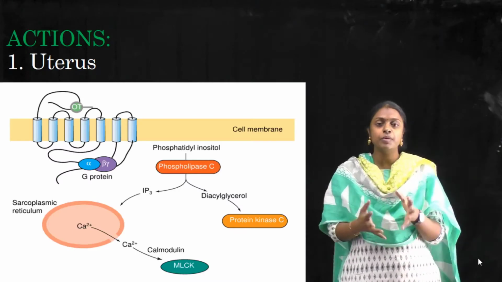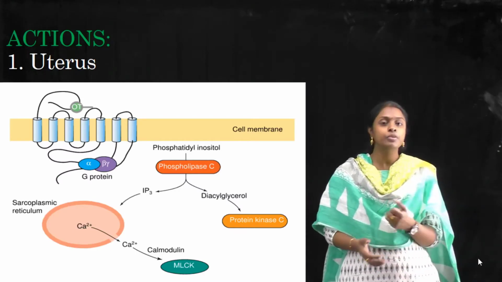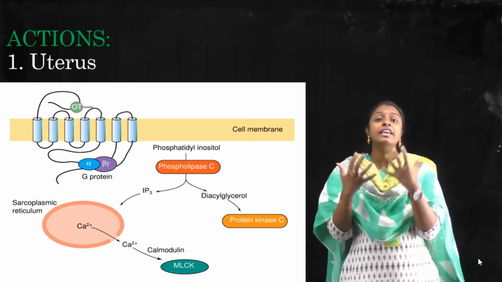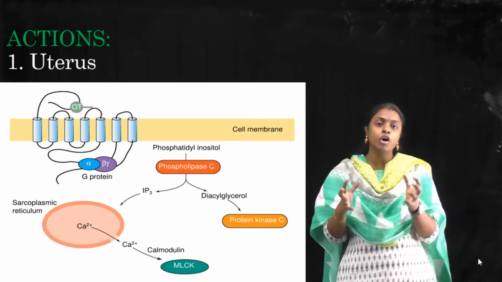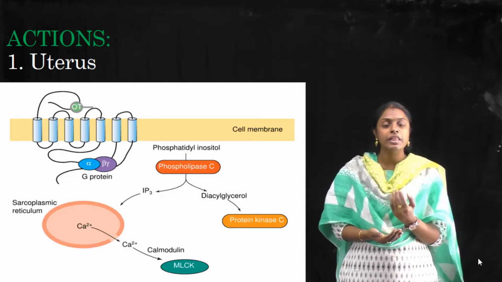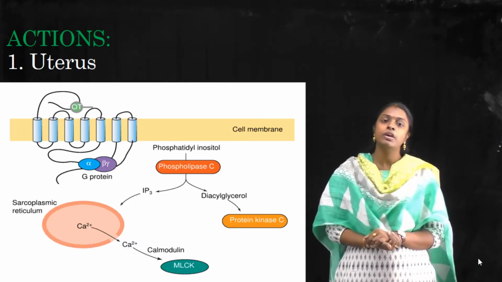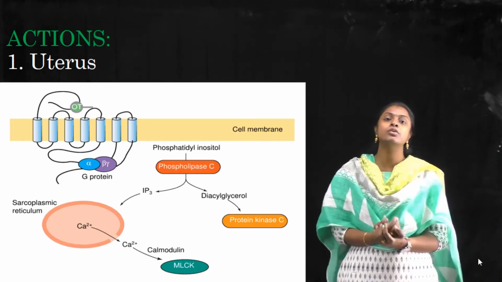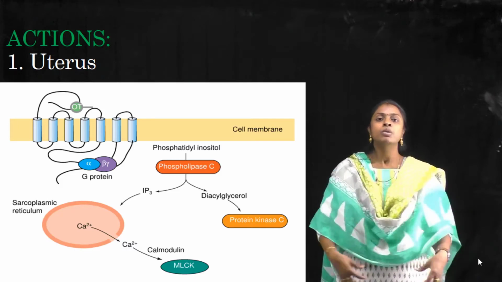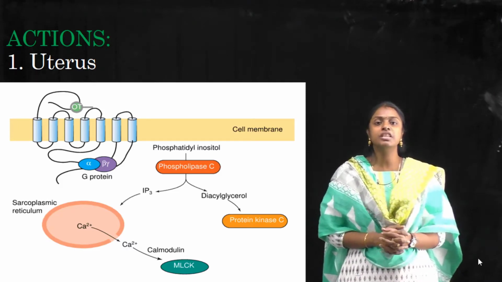The first pharmacological action is on the uterus. In the uterus, it will increase the force and the frequency of contraction. Naturally, the female body will produce oxytocin when they are about to deliver. But in some conditions that oxytocin won't be sufficient for the birth of the baby. So that's the reason we inject more oxytocin into the patient.